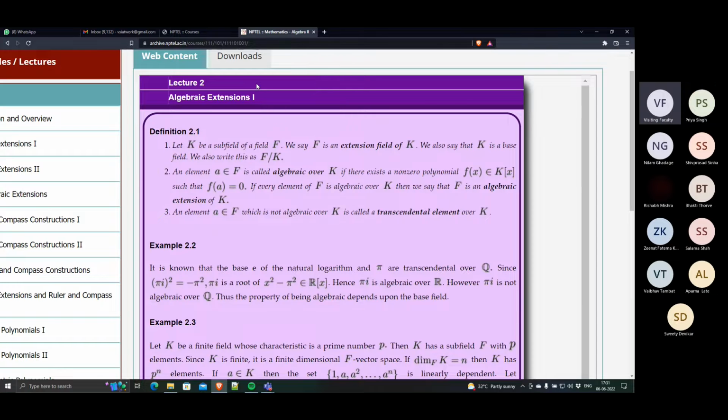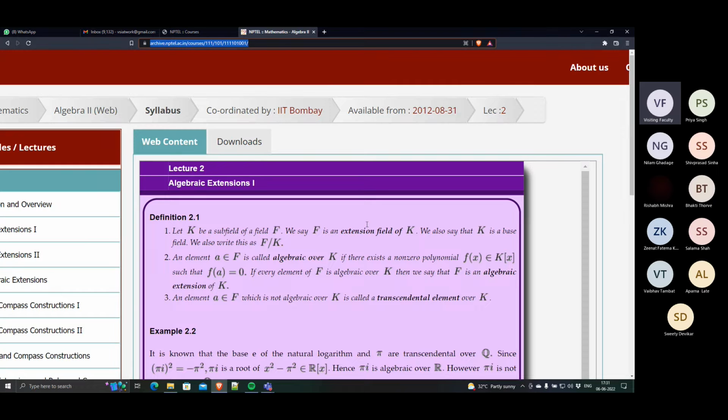I will post this link to this website as well as some of the PDFs in MS Teams. Today you don't have to look at anything else, just look at the definition of algebraic in the PDF I will upload. Find examples of real numbers and complex numbers which are algebraic over rationals. That is your homework.